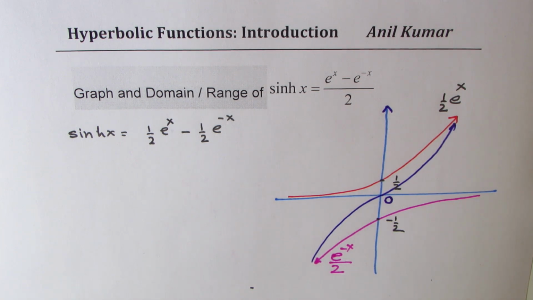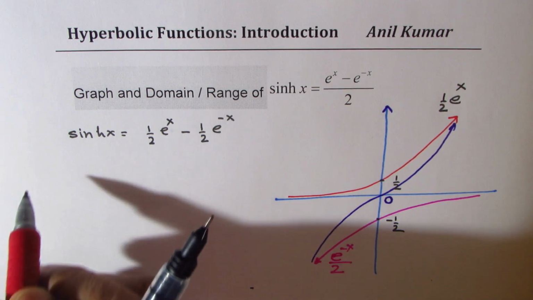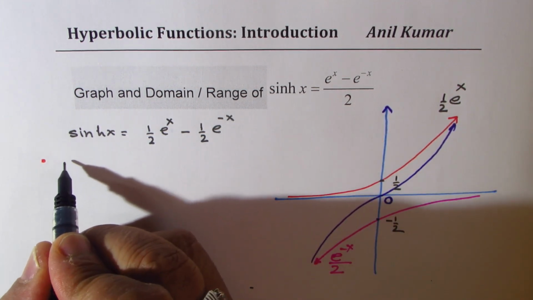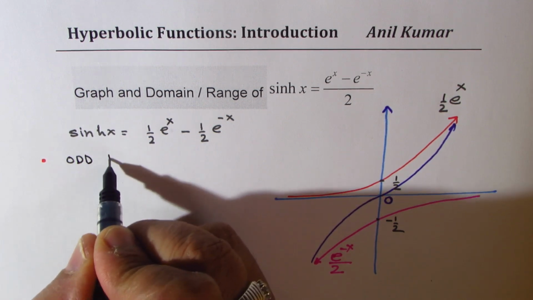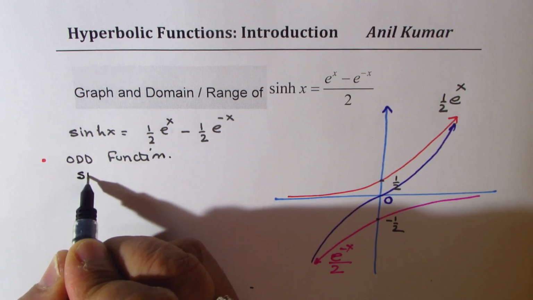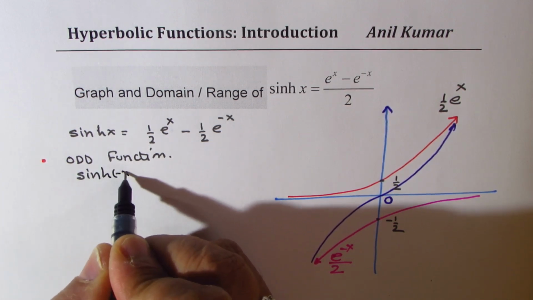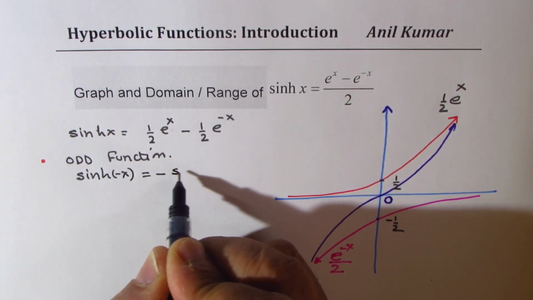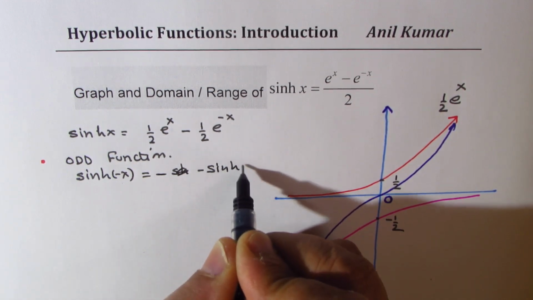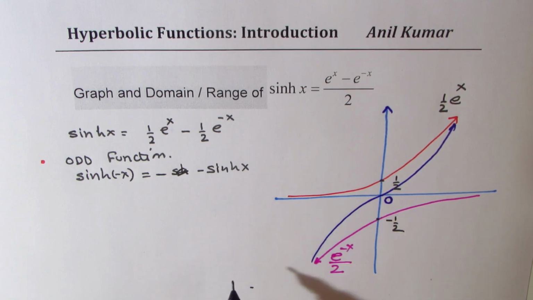Now from here, you can easily write down the characteristics, correct? One of the most important characteristics which you see here is that it is an odd function. So we can see that sine hyperbolic of minus x is minus sine hyperbolic x, correct? It's an odd function.